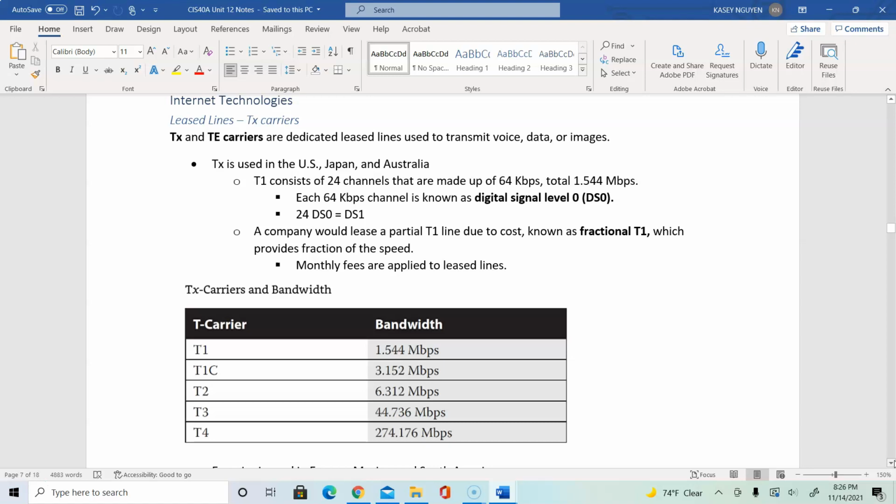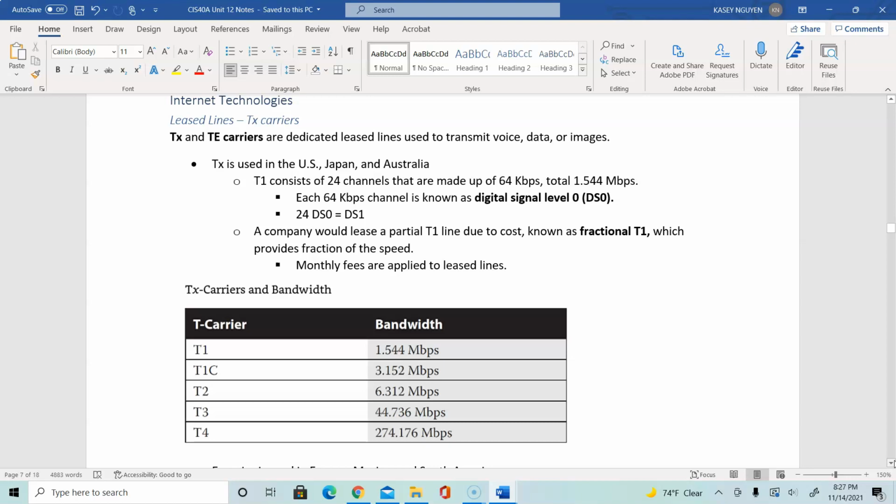So on a T1, on a tier 1, that will be 1.544 megabit per second. A T1C will be triple of the T1, and the T2 will be double of the T1C. So each of these channels would be 64 kilobit per second, which is known as your DS0 or digital signal level 0. 24 of the DS0 is equivalent to a DS1, which is what's known as a tier 1.